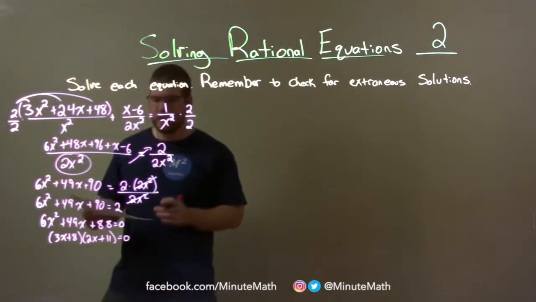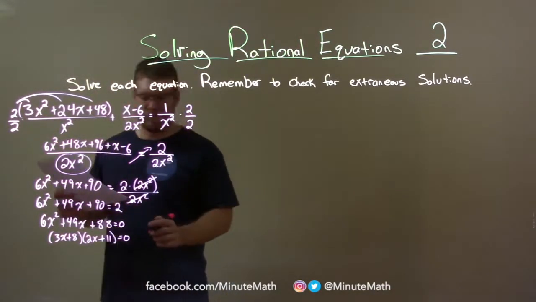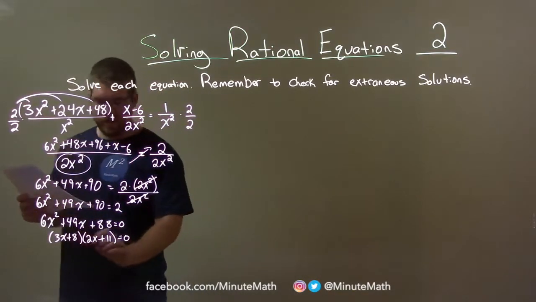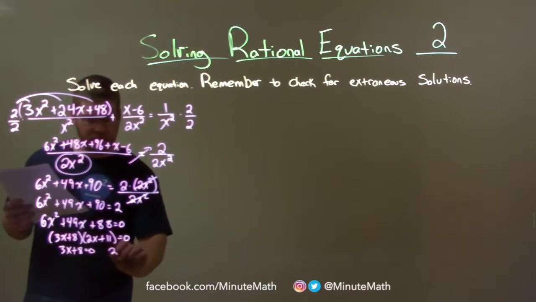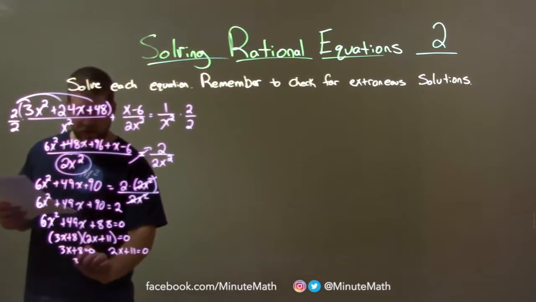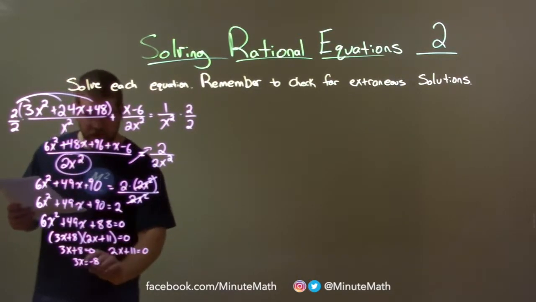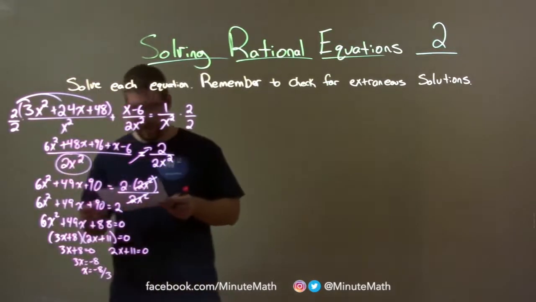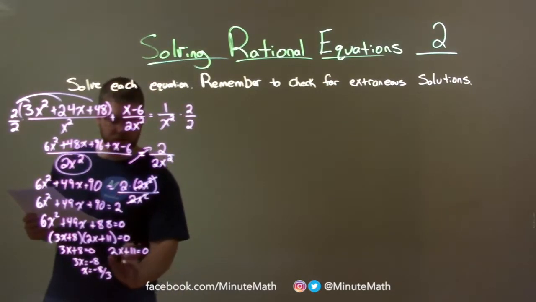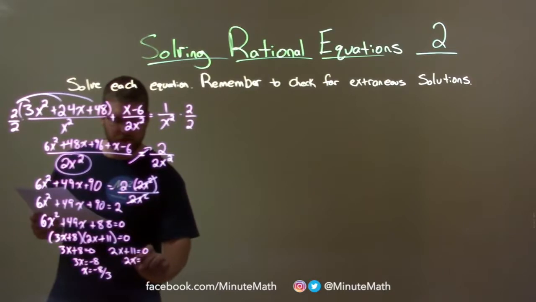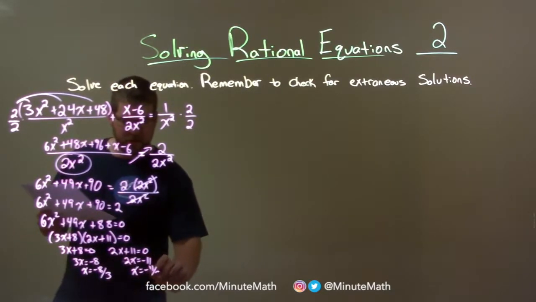Alright? So now we can set each one equal to 0 and solve for x. We have 3x plus 8 equals 0, and 2x plus 11 equals 0. Subtract 8 from both sides, 3x equals negative 8, and dividing through, x is negative 8/3. Same thing here, subtract 11 from both sides, so 2x equals negative 11. Divide both sides by 2, and x is negative 11 halves.